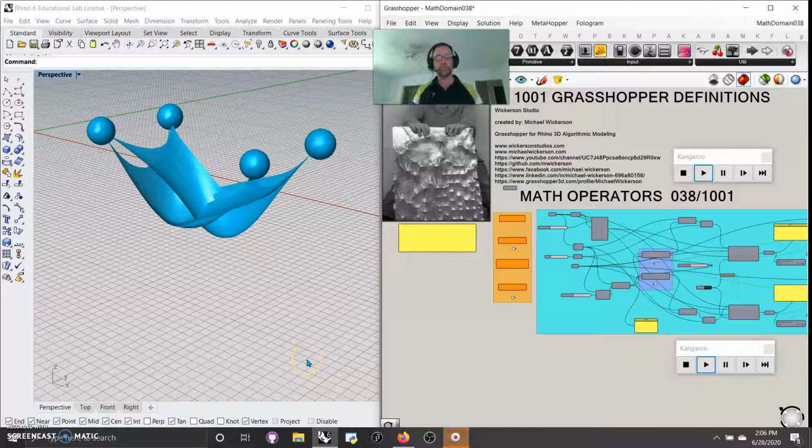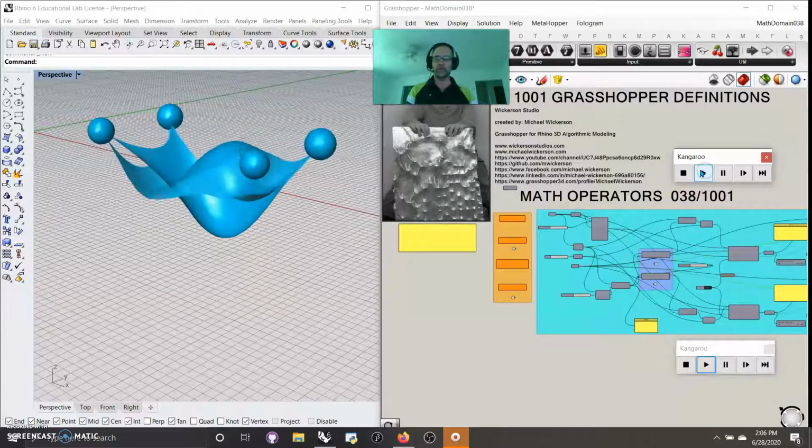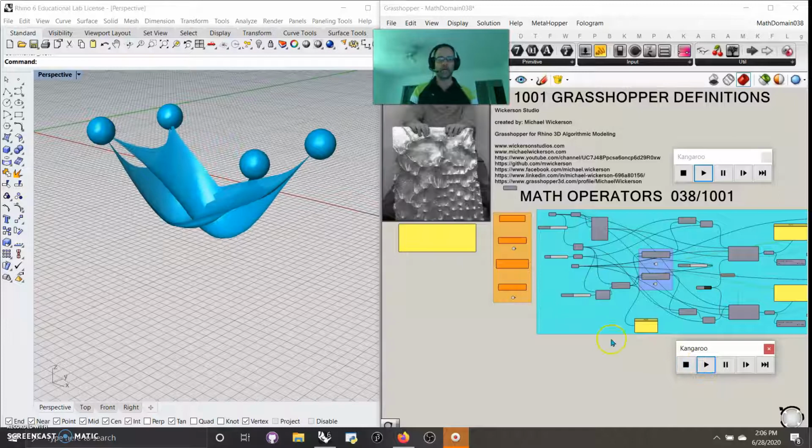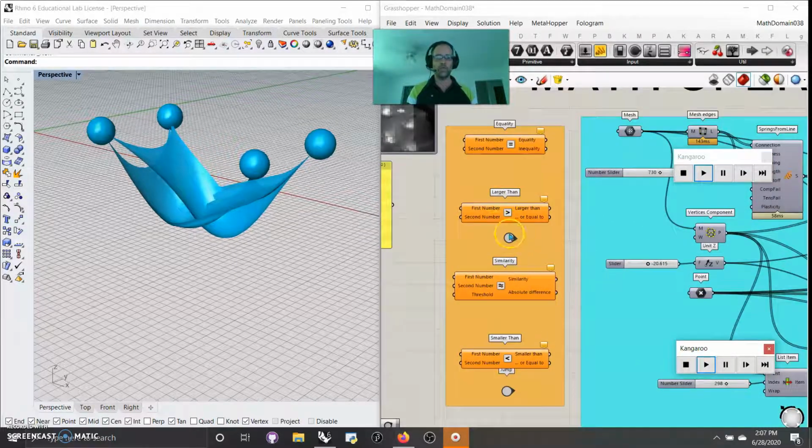Okay, let's keep rolling and bring in a little bit of Kangaroo. I brought in some catenary nodes, which are pretty cool, and I garnered a little bit of support. And I thought, why not use something, while we're going through some pretty basic operators. The ones we're looking at this time are equality, larger than, similarity, and greater than.